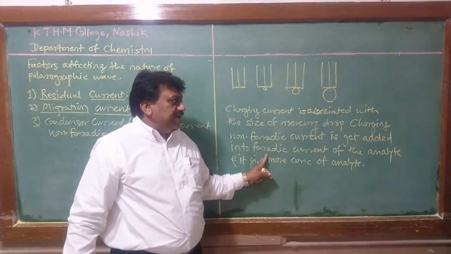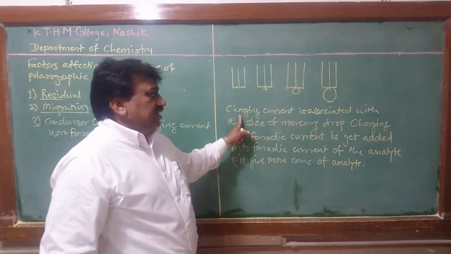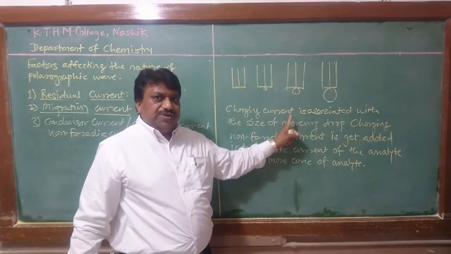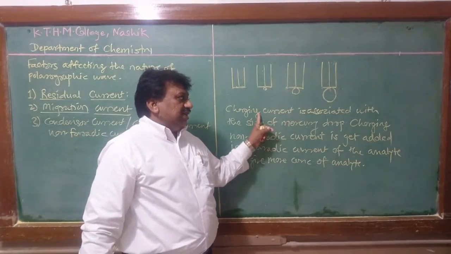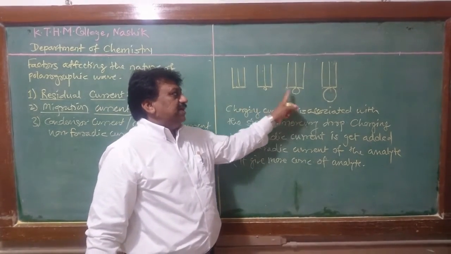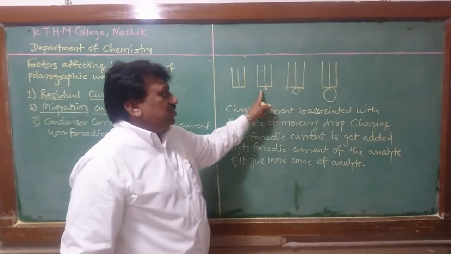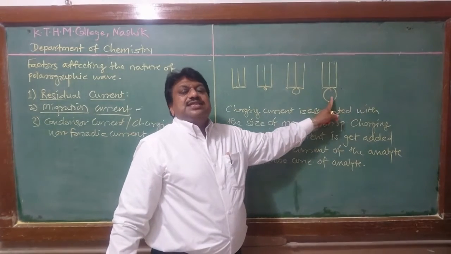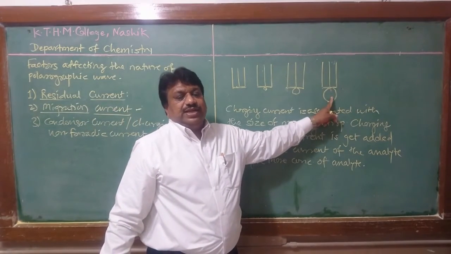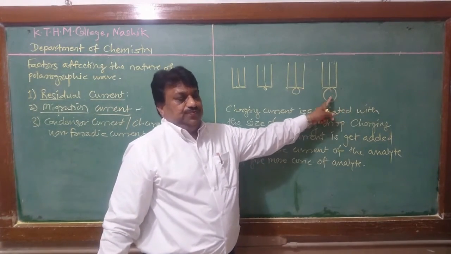increases, and therefore here charging current decreases the sensitivity of the measurement, and we do not eliminate charging current in the dropping mercury electrode because it is always associated with the increase in size of the dropping mercury electrode.